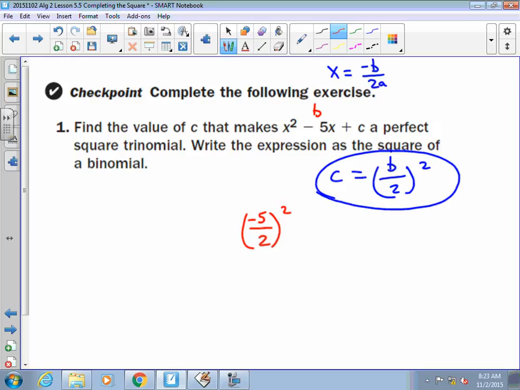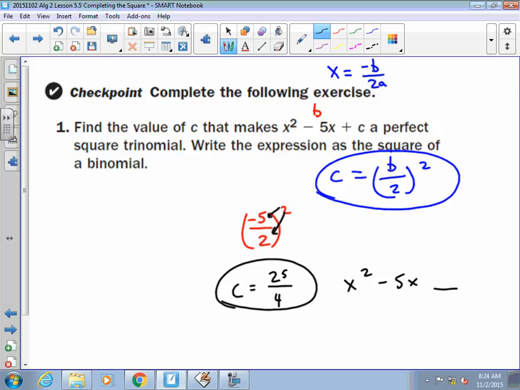Again, this is an odd number, so we're not getting a nice, pretty integer. We can still square both of them, though. We can square negative 5. That means negative 5 times negative 5, which is positive 25. And we can square 2. 2 times 2 is 4. So our new c value is 25 over 4. When we rewrite it as a perfect trinomial, it's going to say x squared minus 5x plus our new value, positive 25 over 4. That's our new c value.